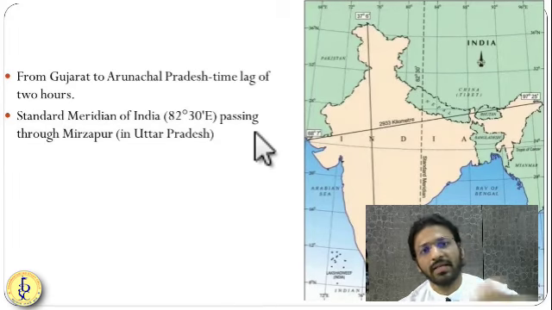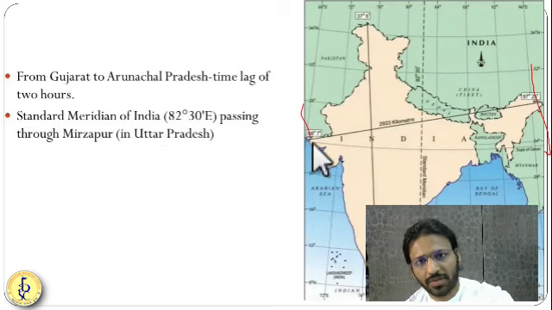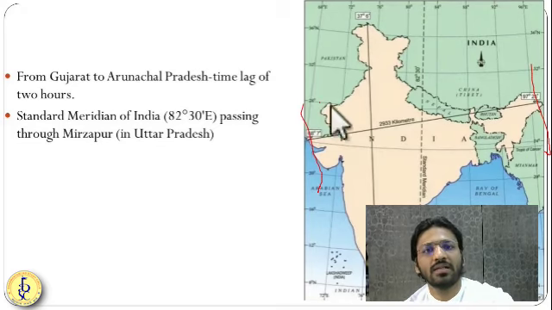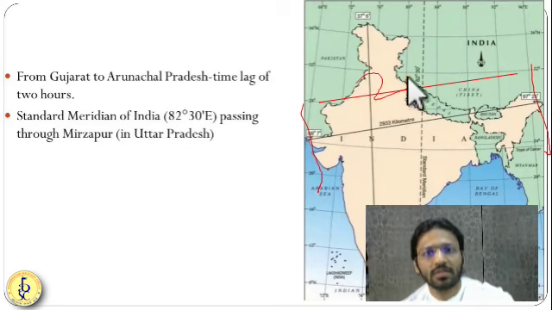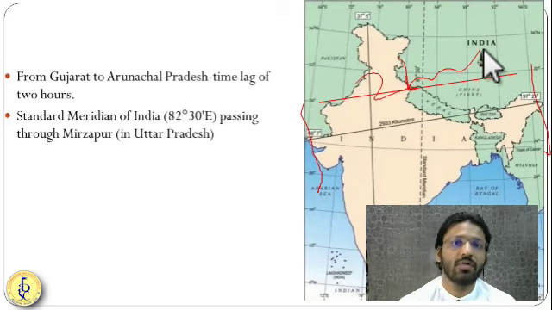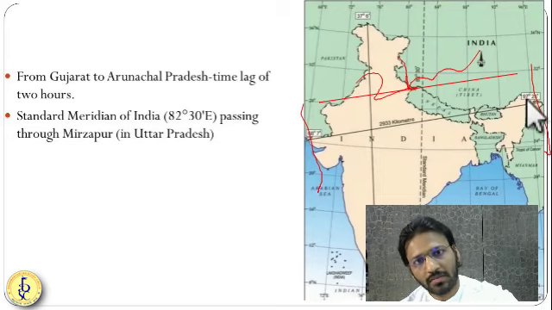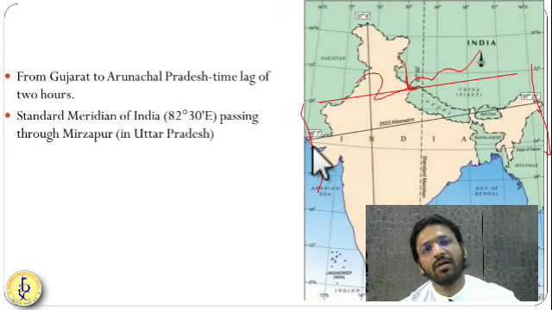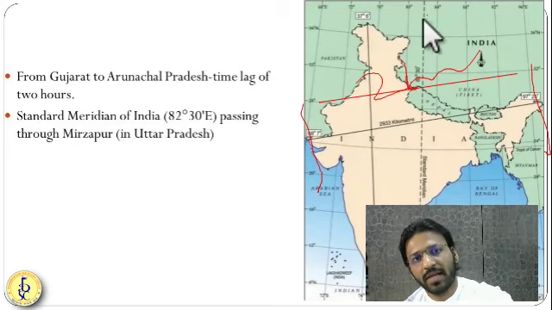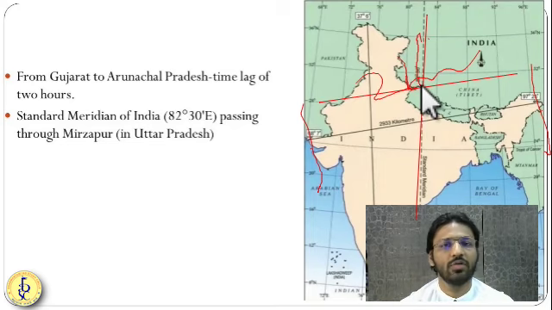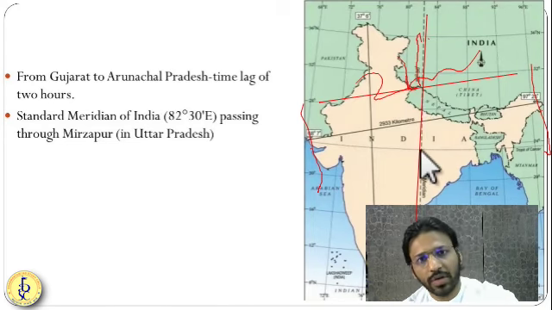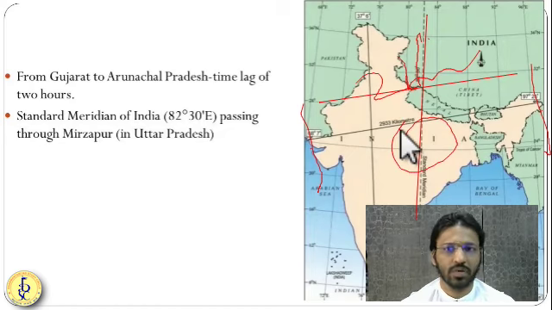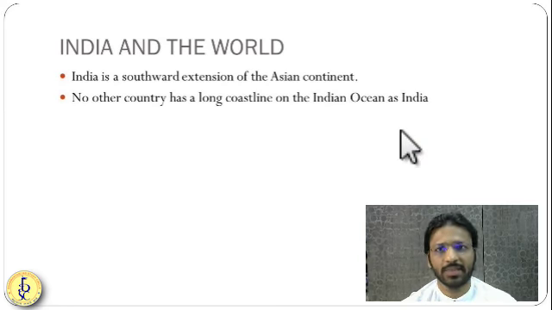The easternmost state is Arunachal Pradesh, the westernmost is Gujarat, and the travelling time for the sun from the easternmost to the westernmost longitude of Gujarat is 2 hours. That's why the standard meridian we have chosen is 82.5 degrees, or 82 degrees 30 minutes, which goes through Mirzapur in Uttar Pradesh. These things we have already seen.